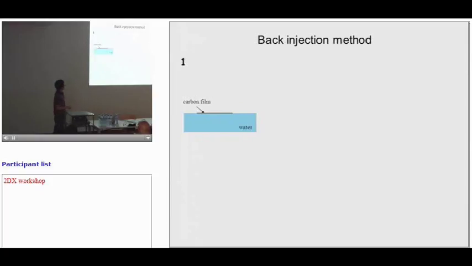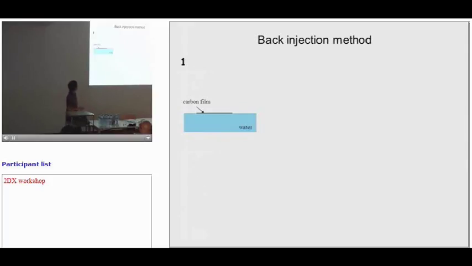So what we see here is the back injection method, how to prepare sugar embedded specimens. This is animation, but you can see the real sample preparation in the practical, maybe tomorrow or the day after tomorrow. Also, you can check the video on the internet that Henning nicely edited.